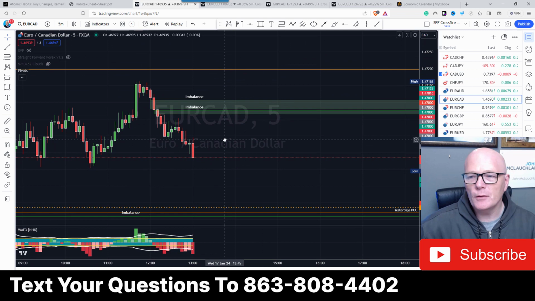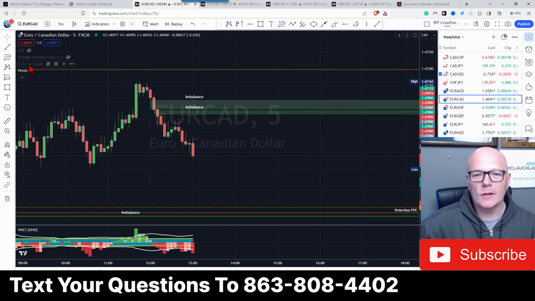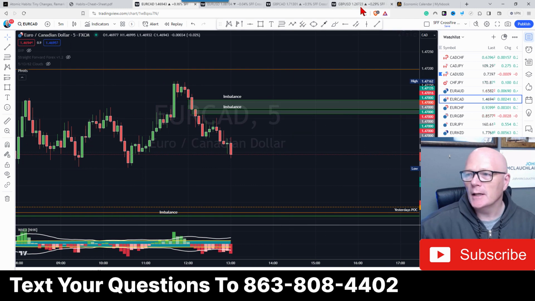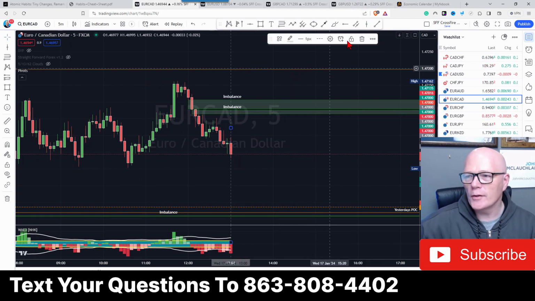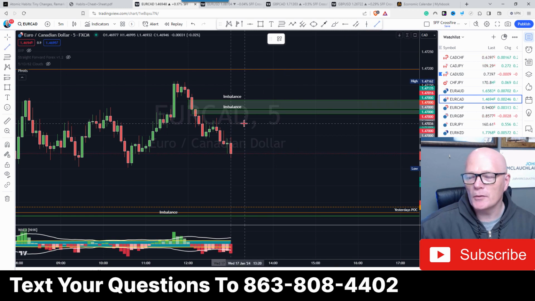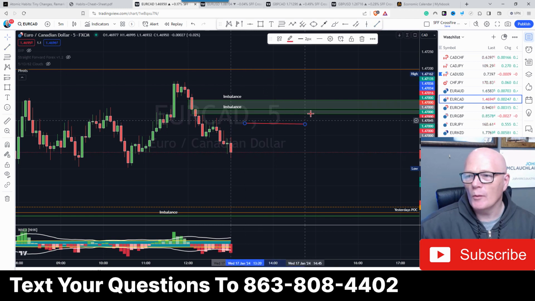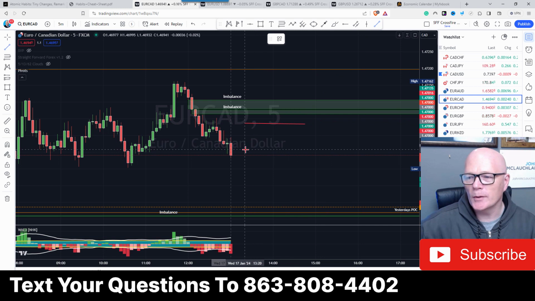So first thing I'm going to do, I've already put some imbalance on here. I've already taken the indicators off so I can see the chart so it's nice and clean. I'm going to go and put the vertical line on the 1300 and then just going to place a couple of trend lines. One at the top and one at the bottom, and the one at the top I'm going to change to green.